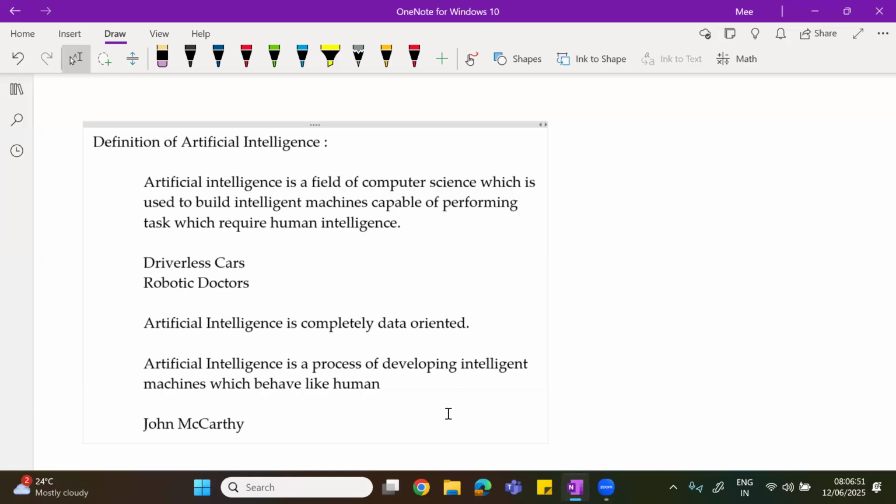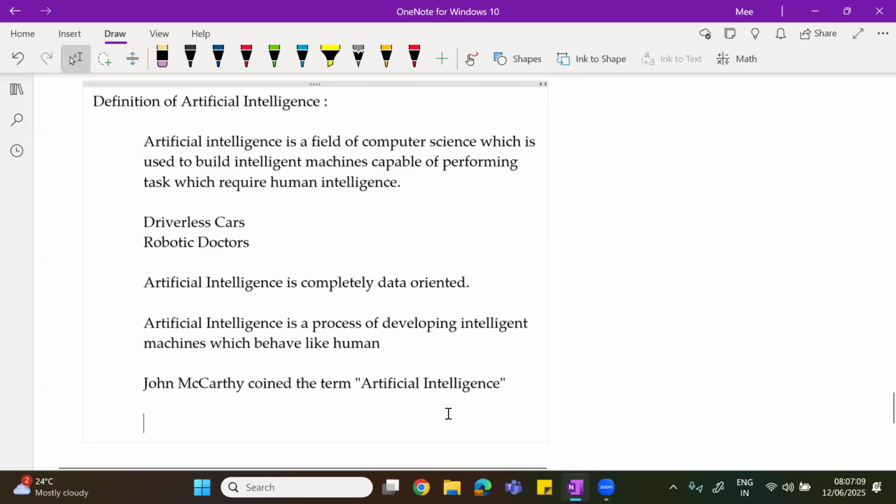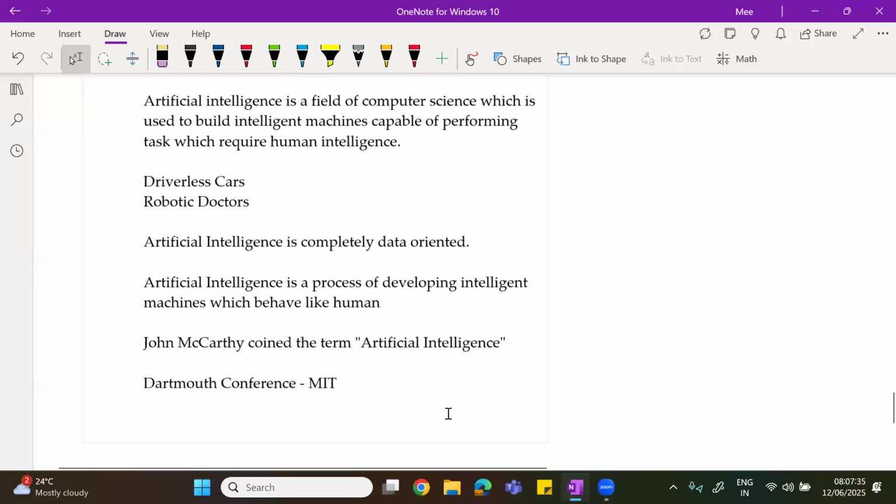McCarthy coined the term artificial intelligence. Where did he do it? Actually, he was in a conference called the Dartmouth Conference, and he coined the term over there. Dartmouth is a college which is a part of MIT. Now, he did this long back in 1956.